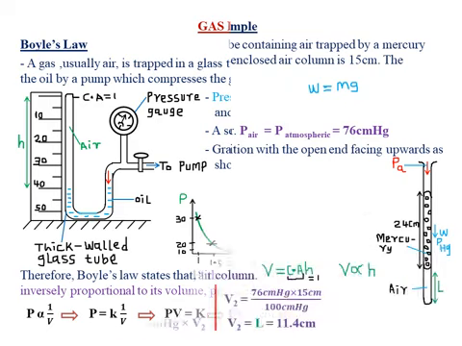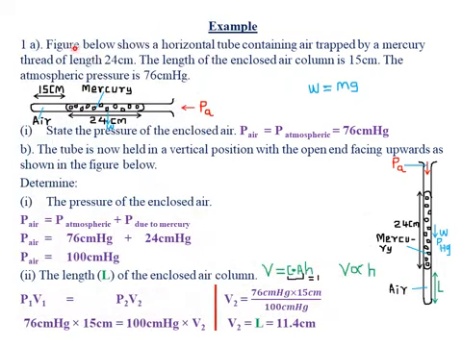Next. Our first example reads that the figure below shows a horizontal tube containing air trapped by a mercury thread of length 24 centimeters. The length of the enclosed air column is 15 centimeters and the atmospheric pressure is 76 centimeters of mercury. Under pressure lesson 1, we gave various units that can be used to measure pressure. We talked of atmospheres, pascals, Newton per meter squared, and millimeters of mercury. The other unit that can be used to measure pressure is centimeters of mercury.